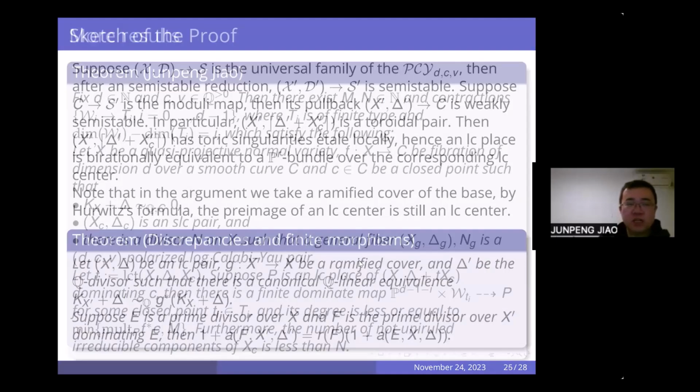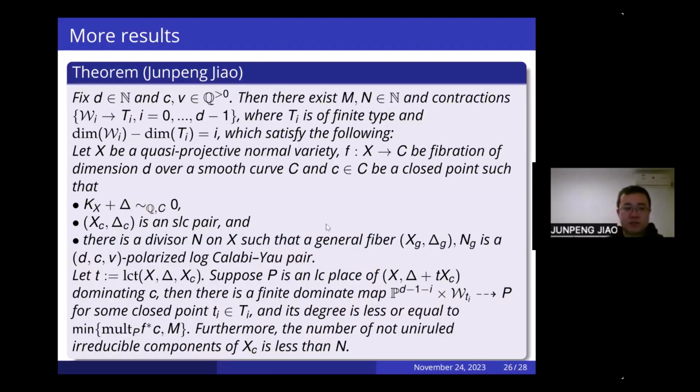So we have a more general theorem, but a little bit technical. So fix the dimension, the coefficients and the volume. Then there exist two natural numbers, M and N, and contractions W_i to T_i, where T_i is of finite type, with i from 0 to d minus 1, and the relative dimension satisfying the following. Suppose X is quasi-projective, and X to C is a fibration. Here we only need it to be a fibration, not a family of log pairs.